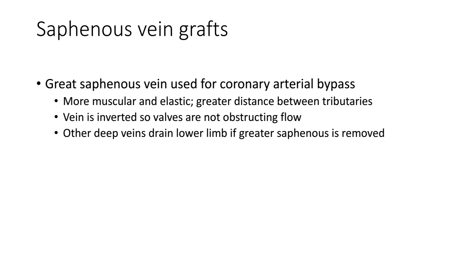Other deep veins will drain the lower limb if the great saphenous is removed. So it's also not that big of a deal to be able to remove that great saphenous vein, because other veins will pick up that drainage of blood.